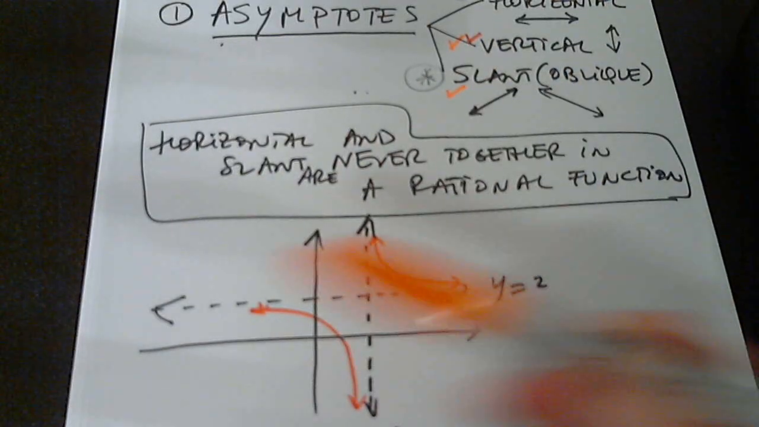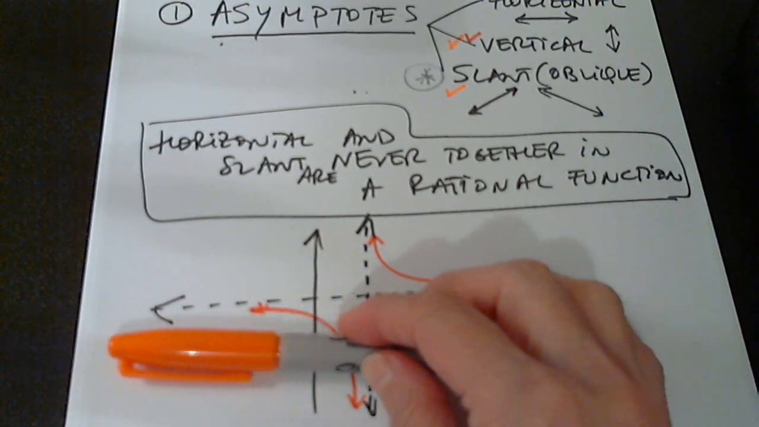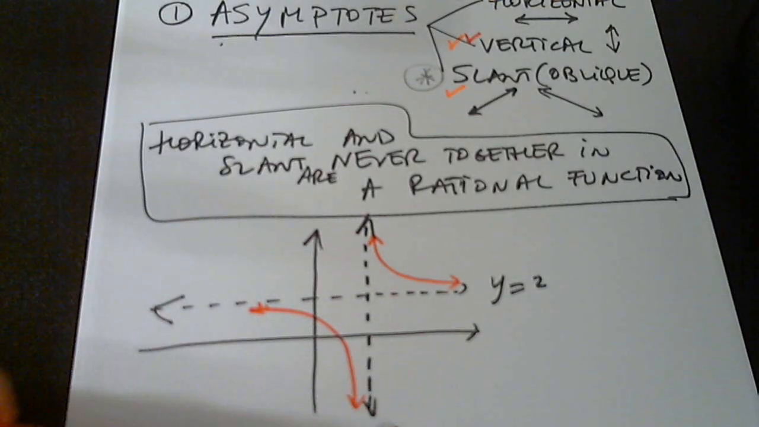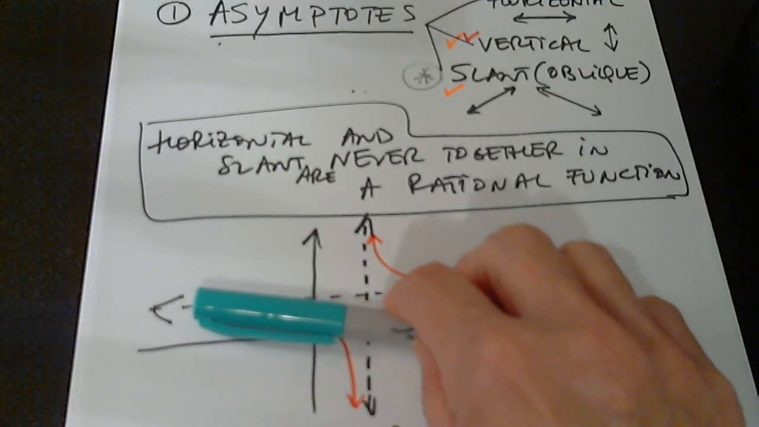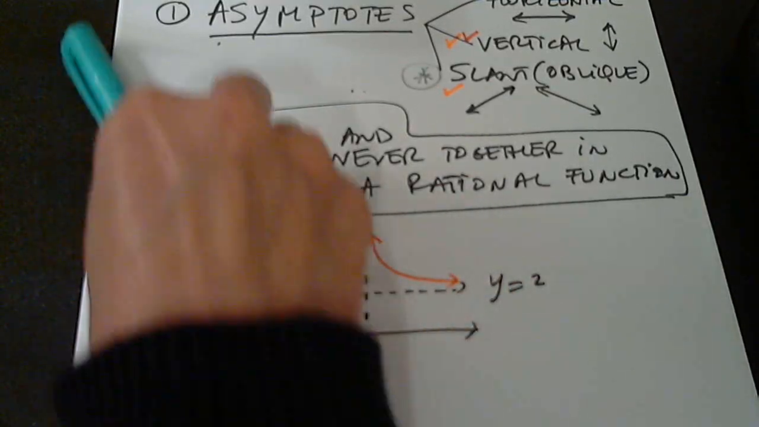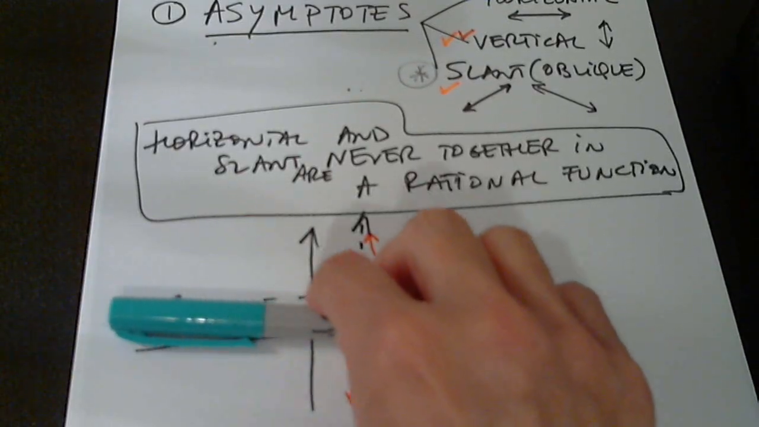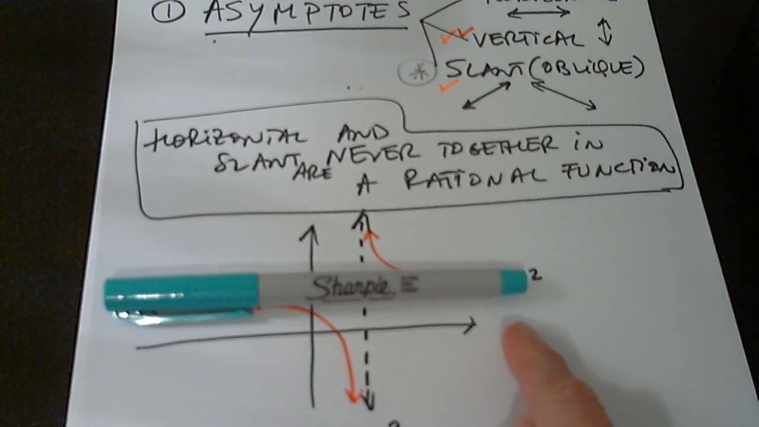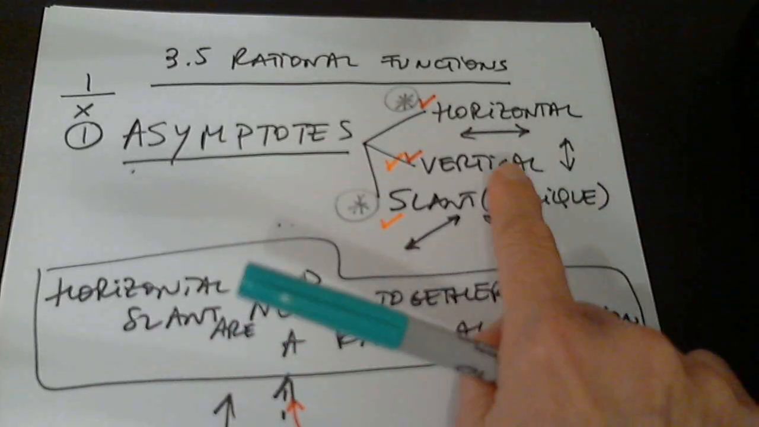towards infinity, and also towards negative infinity. As x gets closer and closer to negative infinity, the function values get closer and closer to 2. Not up, not down. Closer and closer to 2. This is a horizontal asymptote. This one. Now let's talk about vertical.